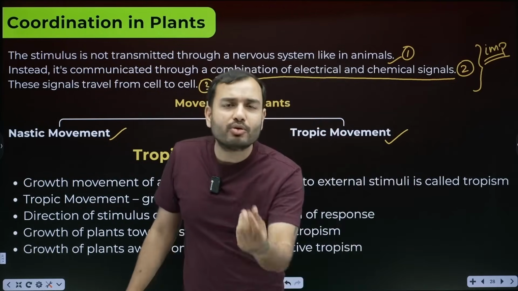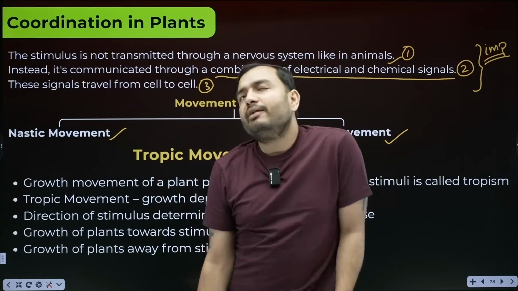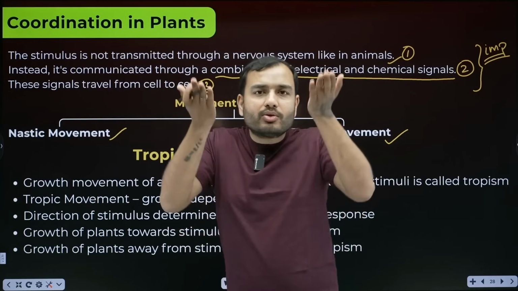For example, suppose there is a small plant. What will happen? Slowly it will get sunlight. Slowly it will get bigger.